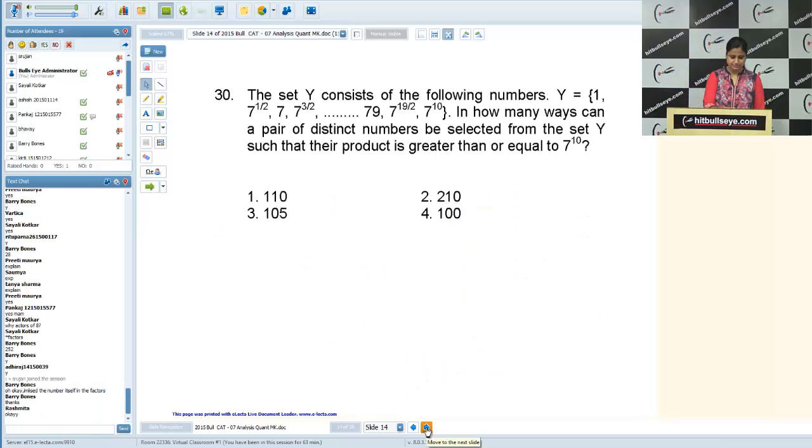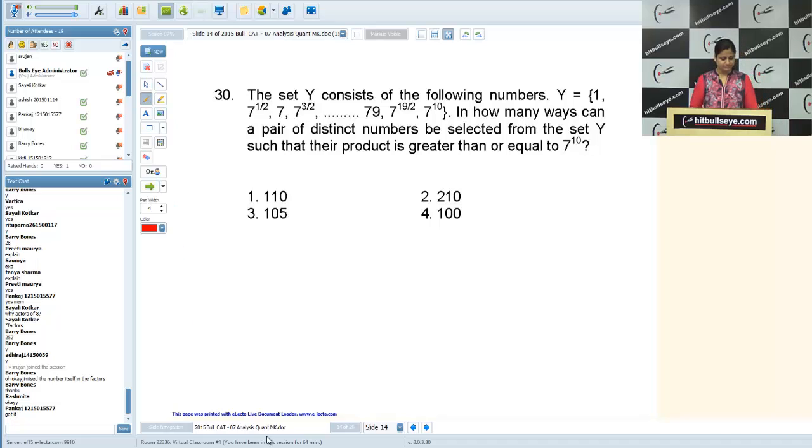Question number 30. Again, a counting problem. We'll count only. This is 7 raised to power 9.